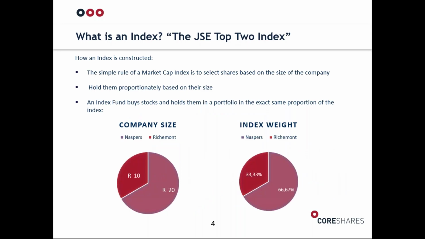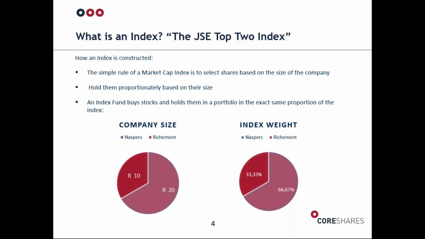Now, how are these indices constructed? Let's take South African listed companies, i.e. companies that are listed on the Johannesburg Stock Exchange, as our starting universe. If we wanted to create an index of two of the largest companies on the JSE and call this index, say, the JSE Top 2 Index, the most simple methodology in creating such an index would be through market cap weighting, where market cap is simply the number of shares the company has in issue multiplied by its share price. And market cap is used as an indication of the size of a company.